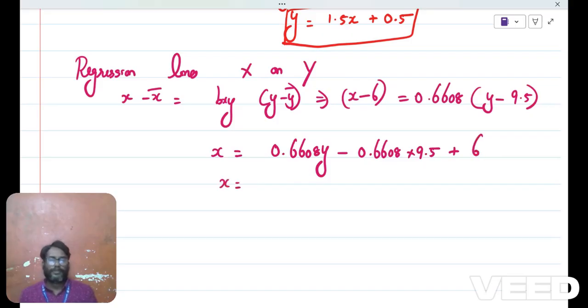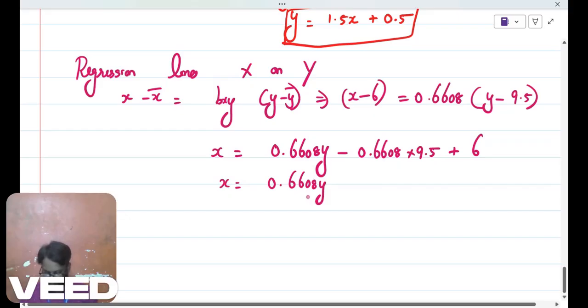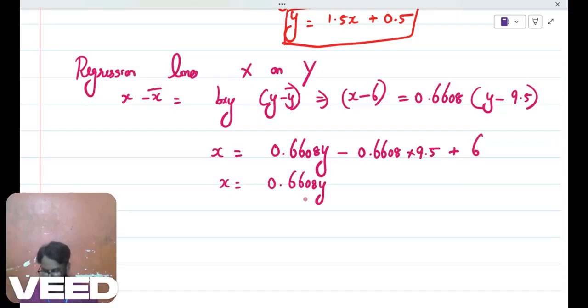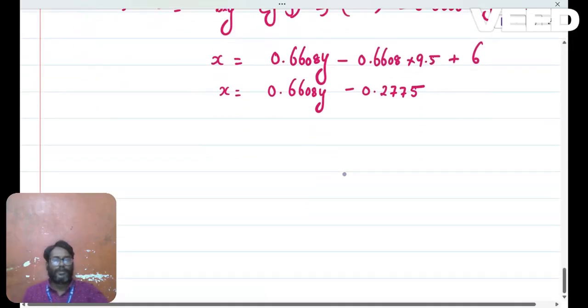So x is equal to 0.6608y minus 0.2775. Also, note that using this regression coefficient b of xy and b of yx, we are able to find the correlation coefficient, that we will see.